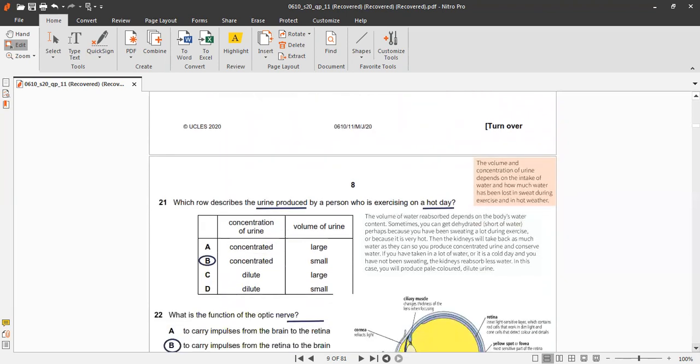Which row describes the urine produced by a person who is exercising on a hot day? On a hot day, the volume and concentration of urine depends on the intake of water and how much water has been lost in sweat during exercise and in hot weather. So the correct answer is the concentrated and small volume of urine.